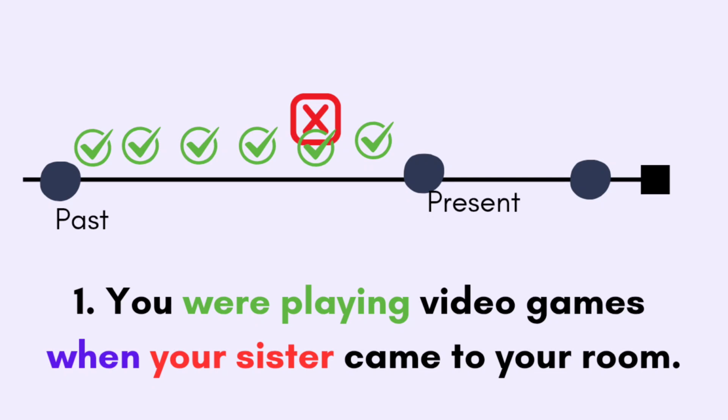Look at the first example. You were playing video games when your sister came to your room. So when it comes to past continuous, the action was ongoing. In the middle, another completed action happened. But even though the completed action happened in the middle, the ongoing action was still continuing, right? You were playing video games. Look at the diagram. I have mentioned green color. You were playing video games.